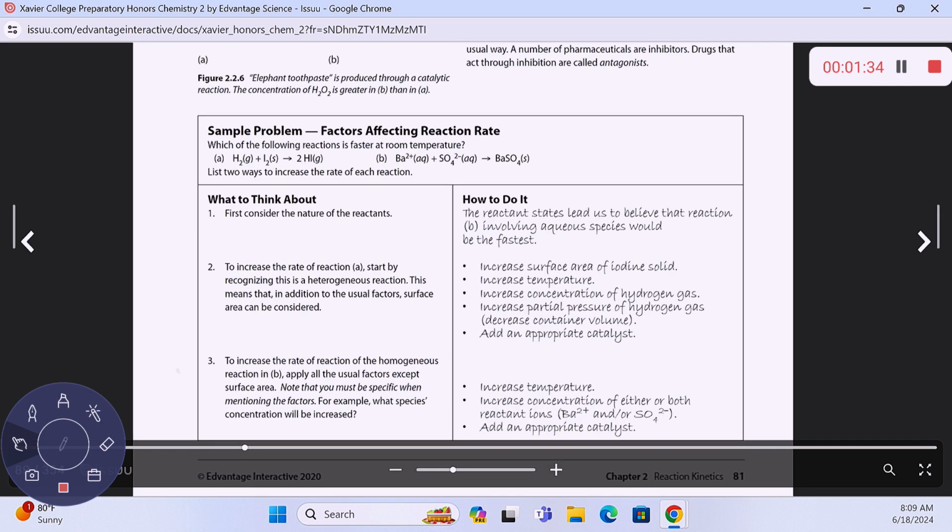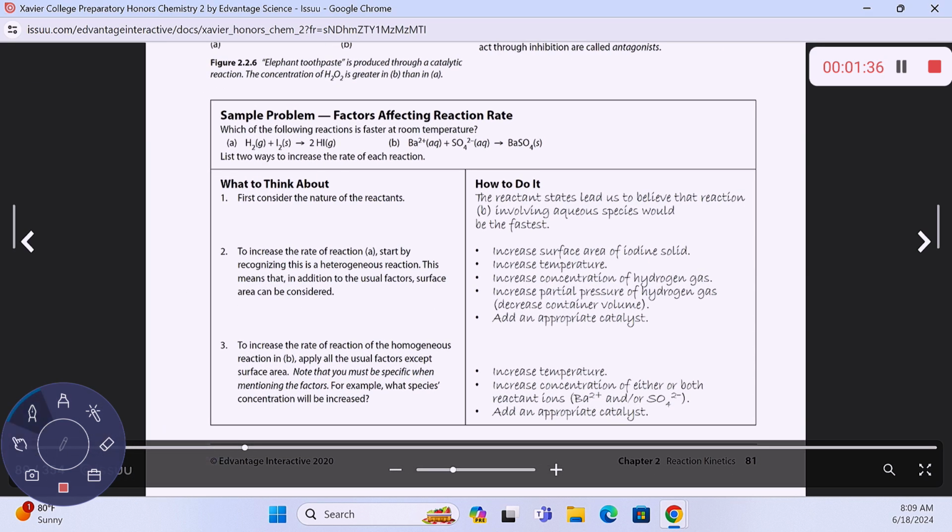So here we've got 2 different reactions. I've got this gaseous reaction: hydrogen gas combining with iodine solid. And then on the right-hand side, I've got a couple of ions: a barium ion and a sulfate ion combining to make a precipitate. Over here, this sulfate ion is a polyatomic ion, and the barium ion is your monoatomic ion.